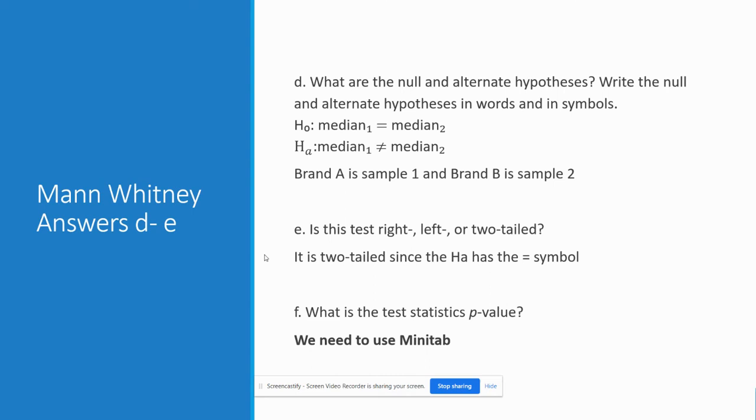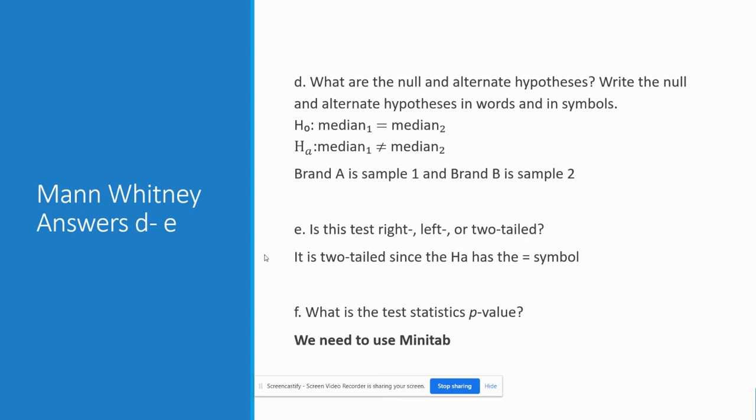So what are the null and alternative hypotheses? Remember, the person wanted to know if there was a difference. He didn't know if it was greater than or less than. So my null is that the median of paint 1 equals the median of paint 2. The alternative is the median of paint 1 does not equal the median of paint 2. And again, I'm looking at the median time, the lifetime. That's what we're measuring. Brand A is sample 1 and brand B is sample 2. I just did it that way to keep consistency and to make it easier.